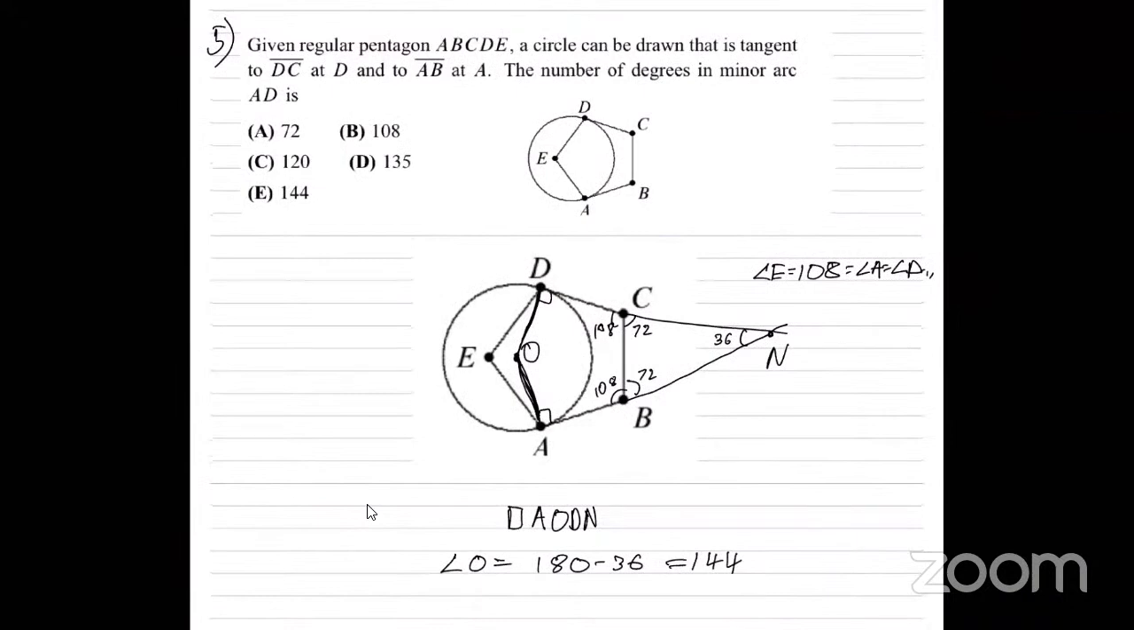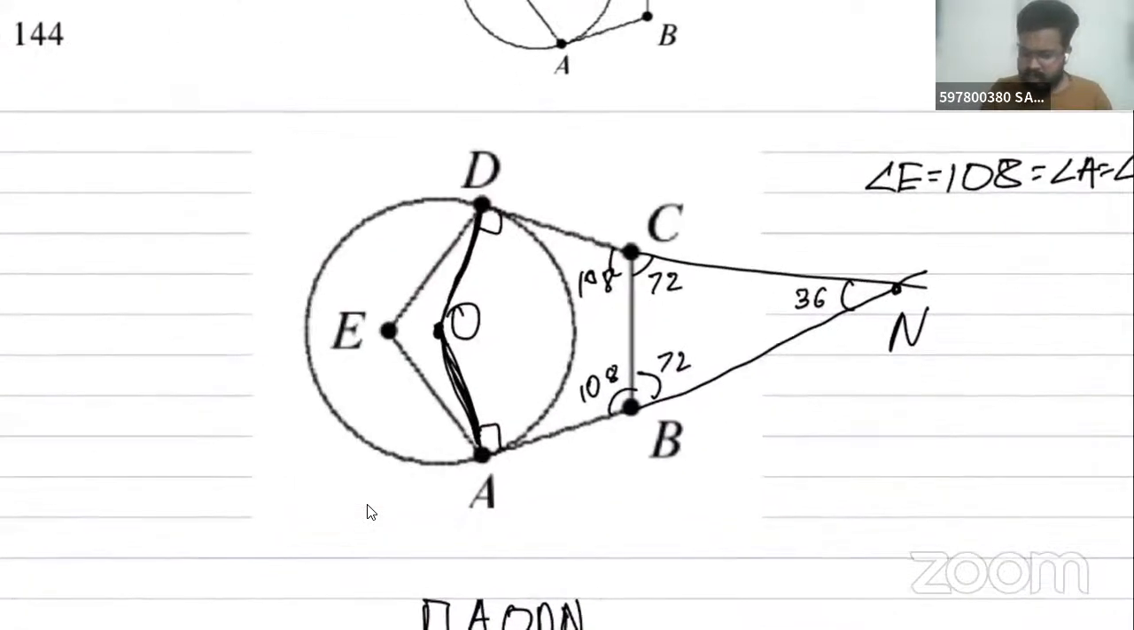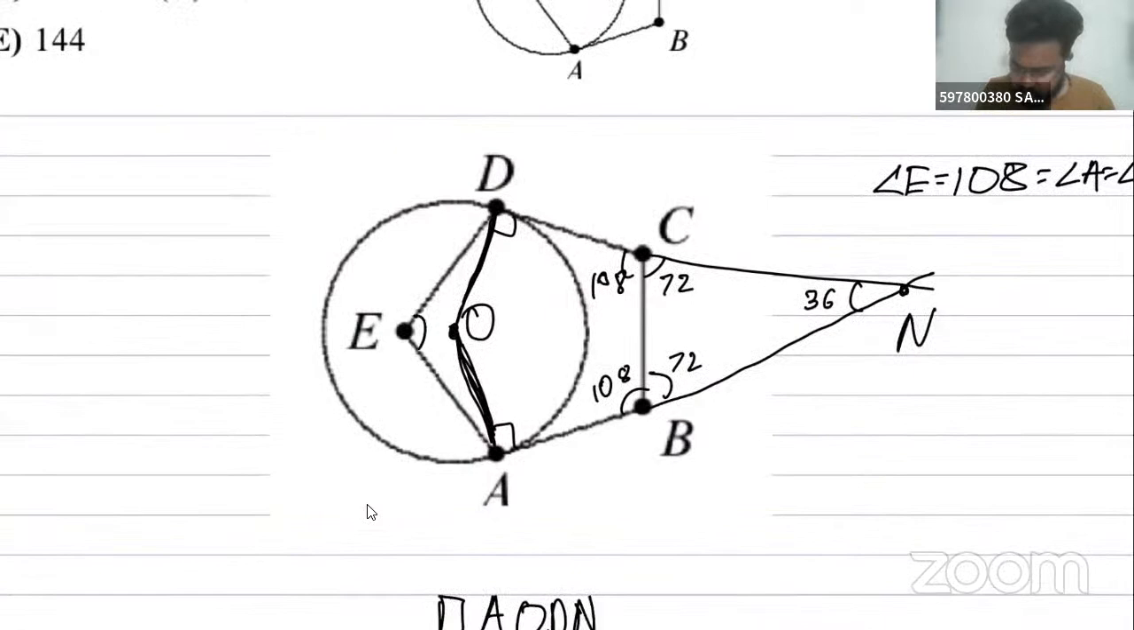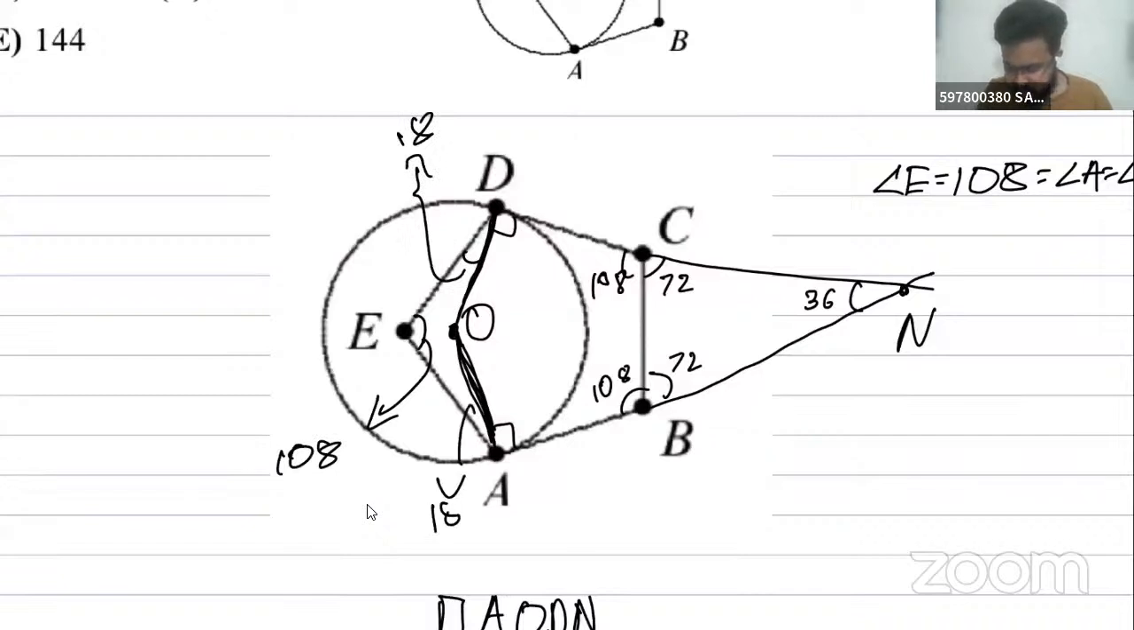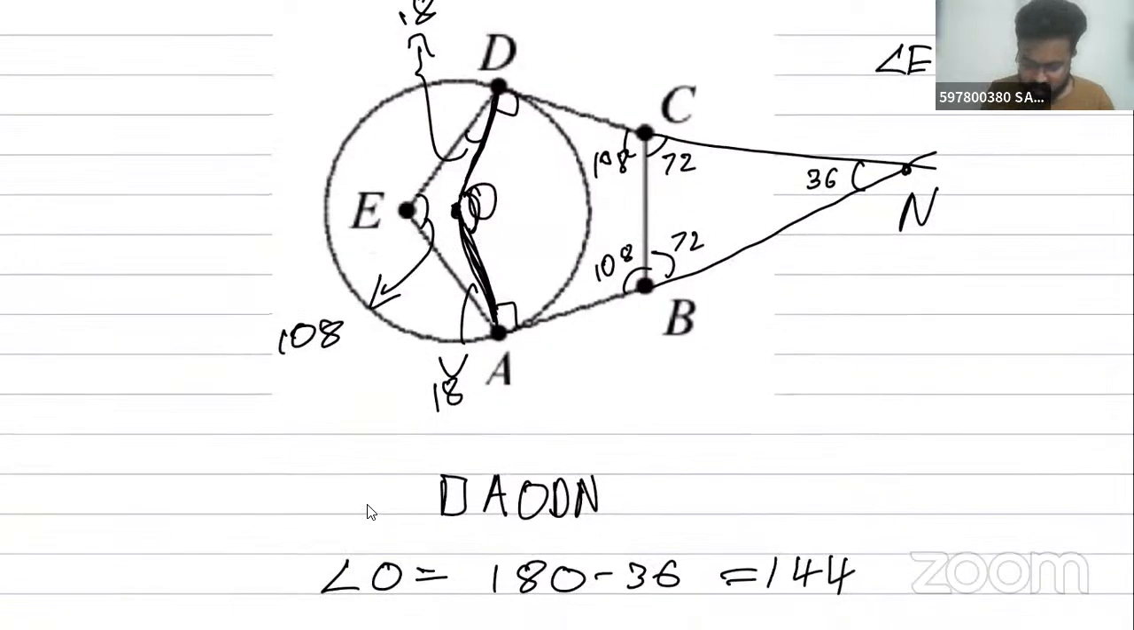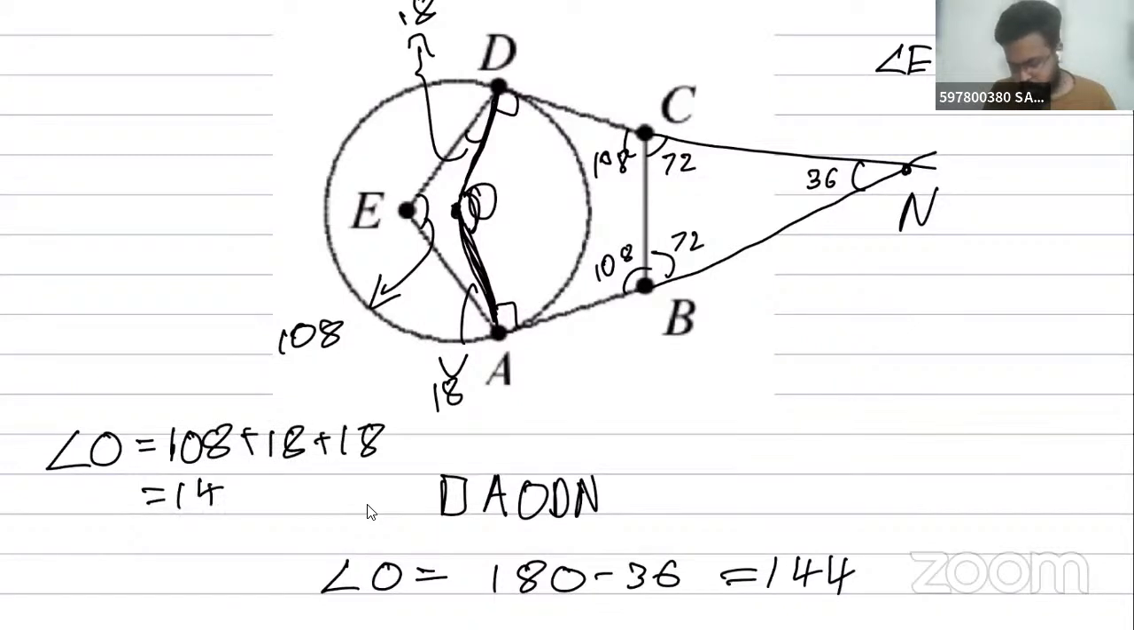Got it? Alternatively, ODCBA is a pentagon, so its angle sum is 540 degrees. That also you could do. You can directly say that, yeah, that can also be done. So this angle is 108. This angle will be how much? 18 and 18. So you can add 18 and 18 to 108 to form this remaining angle. You're able to see now. So angle O is equal to 108 plus 18 plus 18. That will also give 144.